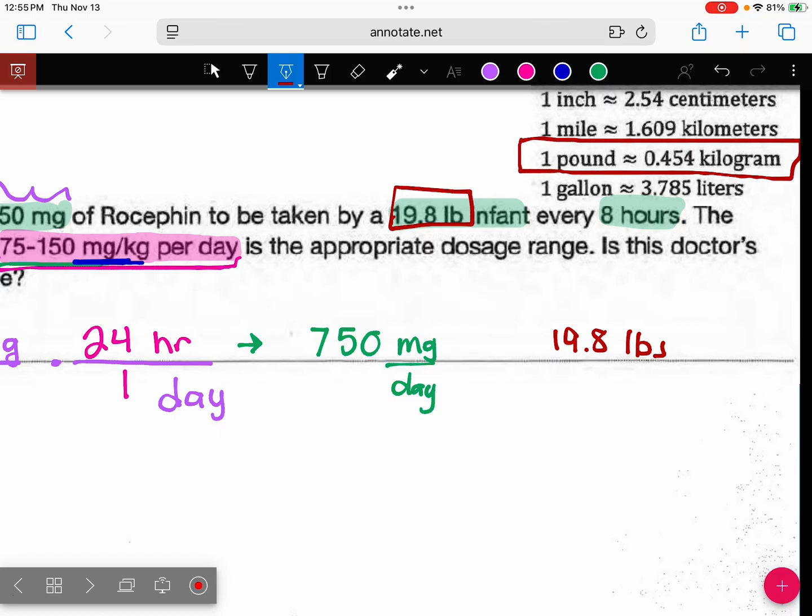Up here in this list, and I know that list is not in your book, but luckily it's only 4 things we're going to use. We are told that 1 pound is about 0.454 kilograms. So if I want to set this up as a ratio to switch this to kilograms, I want to know kilograms, so I'm going to put that in my numerator. We know pounds, so I'm going to put that down here so I can get these to cancel out.